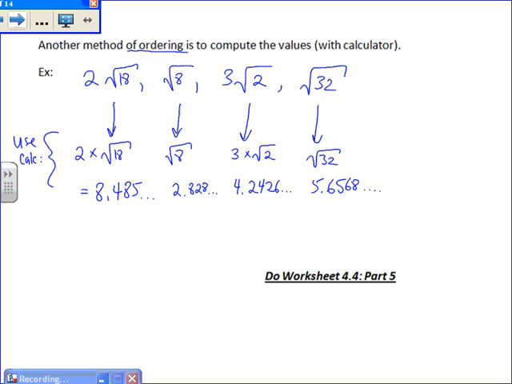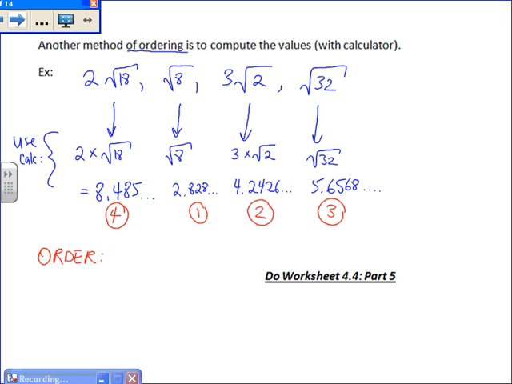So what's the smallest number that I have here? It's this one right here, 2.82, or the square root of 8. The next number in order would be 4.24. The next number would be, okay, 5.6. And the last number would be this one, 8.485. So if I were to order them then, least to greatest.